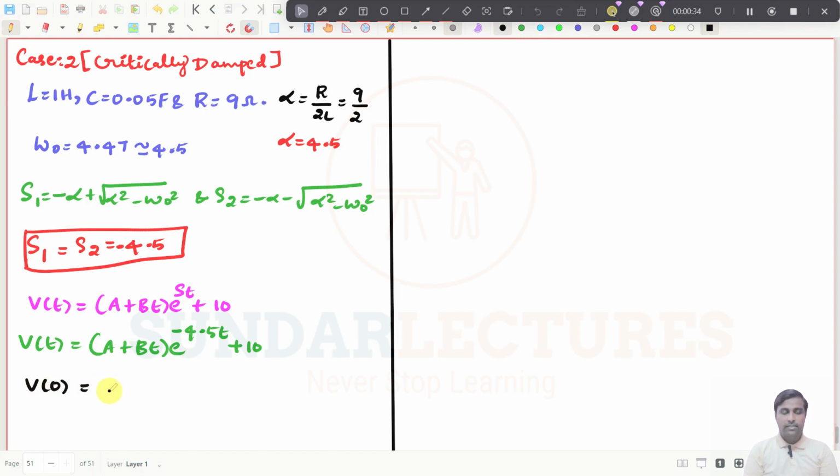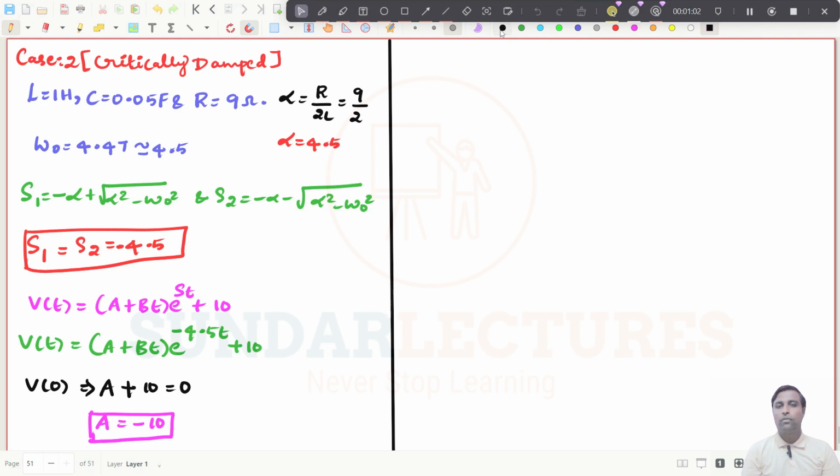So V of 0 you will directly get, because this will be a, and this becomes 0. Obviously this is going to become 0, right? Because if you put 0, this value becomes 1, so a into 1, so plus 10, and this value will be 0. So you will directly get the value of a is equal to minus 10. Direct values. Minus 10 you will get, right?